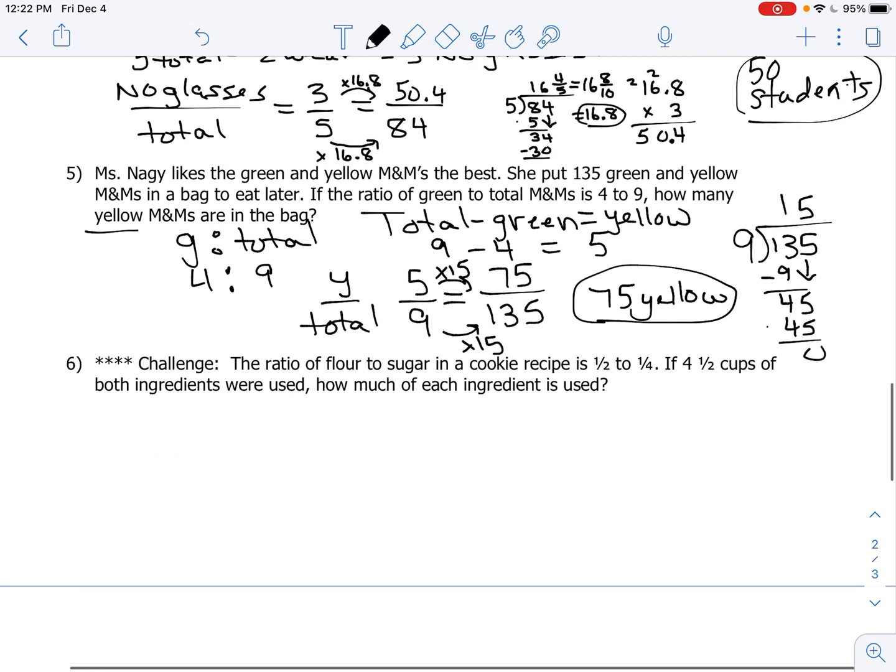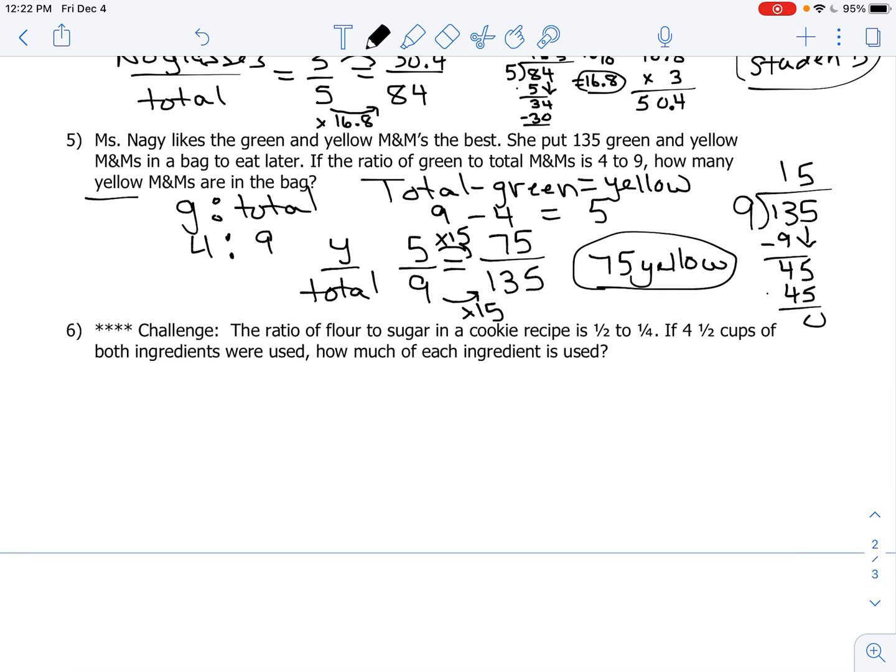All right, and for our challenge here, the ratio of flour to sugar in a cookie recipe is 1/2 to 1/4. If 4½ cups of both ingredients were used, how much of each ingredient is used? So I think I would prefer to set up a ratio table here, flour, sugar, and total. I know flour is 1/2, sugar is 1/4, so altogether that's 3/4 of both ingredients.